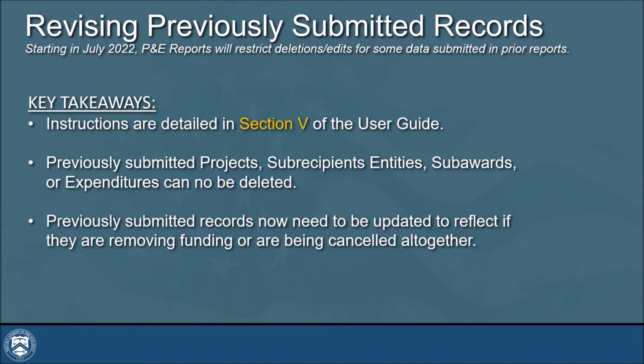You can still delete records you created for the first time in your draft July P&E report, but any records that are carried over from your either January or April report cannot be deleted. Previously submitted records now need to be updated to reflect if you are removing funding or are being canceled altogether. And we'll show you in the system how to do this.